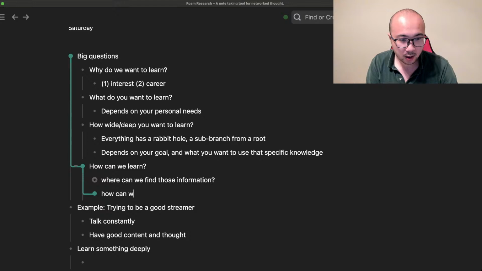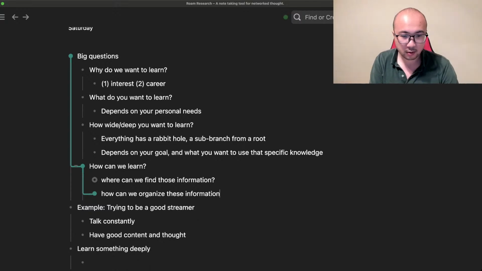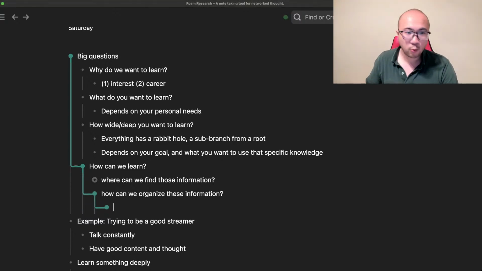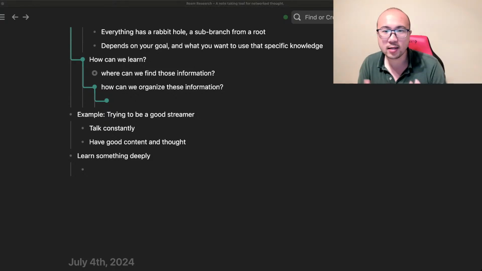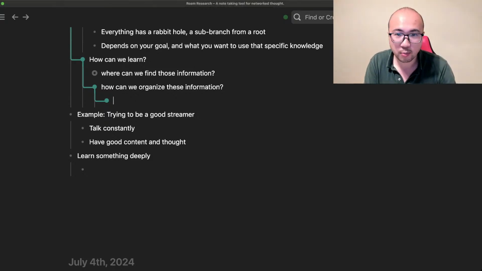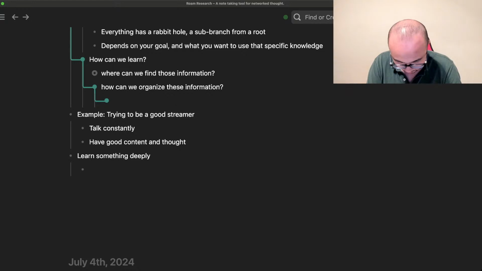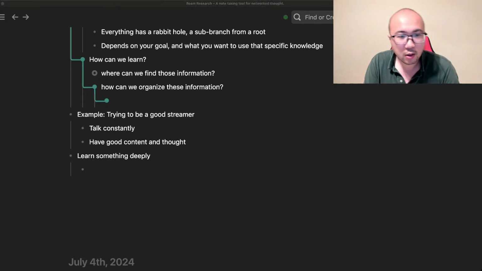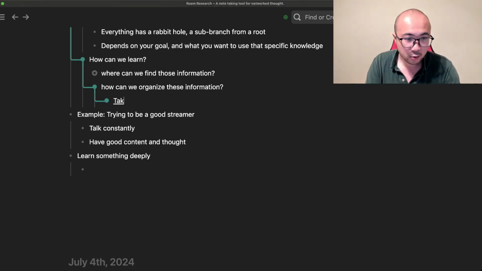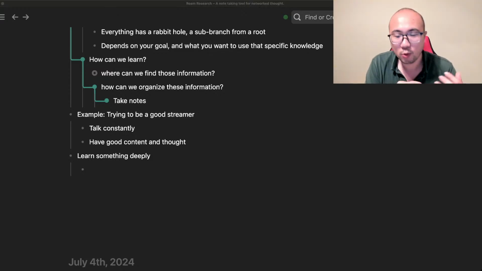And how can we organize the information? I think one thing that is really important is to take notes, right? You really want to take notes about the stuff.